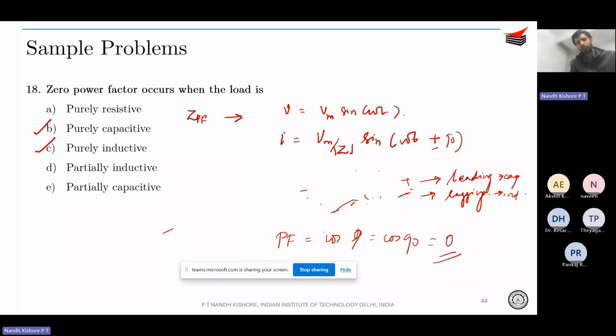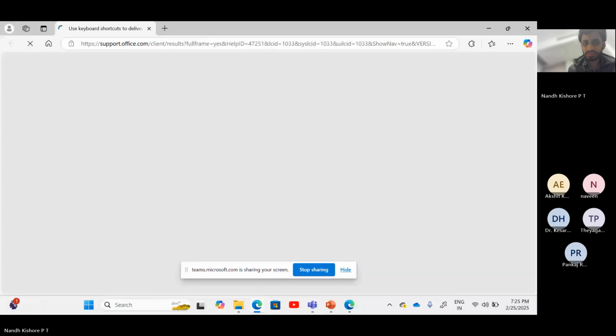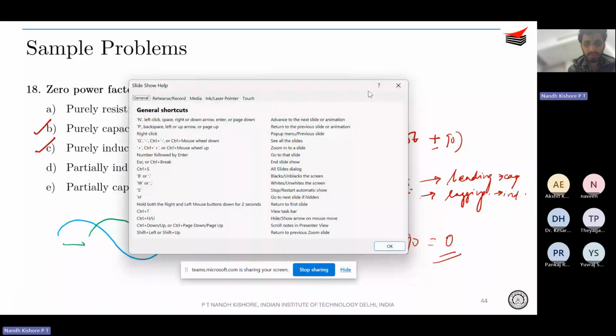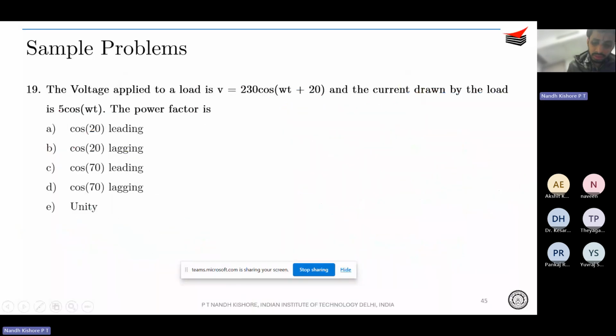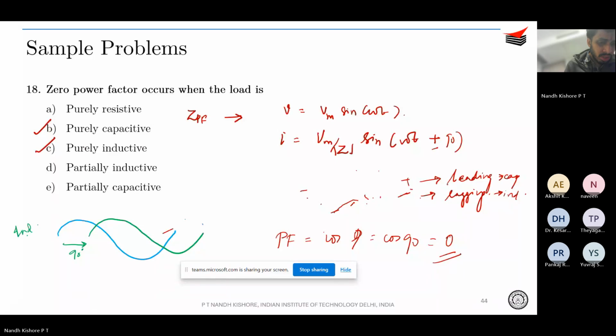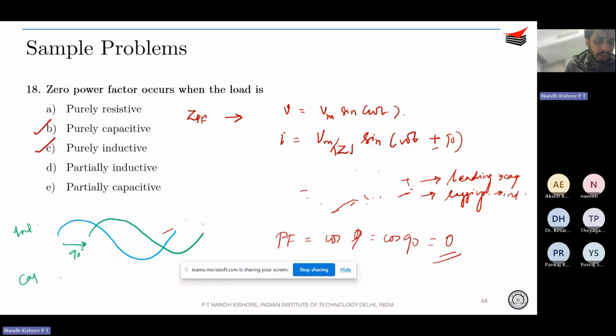So zero power factor occurs if the load is purely inductive or purely capacitive, and of course your current will be something like this if your voltage is like this. Either it will be lagging by 90 degrees in case of inductive load, or in case of capacitive load it will be leading by 90 degrees. Your current will be like this and your voltage will be like this.